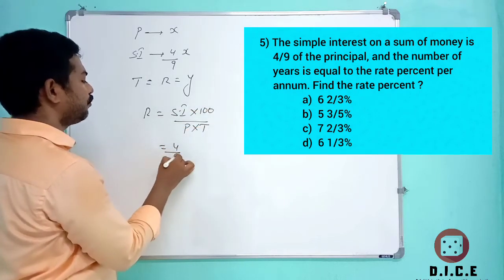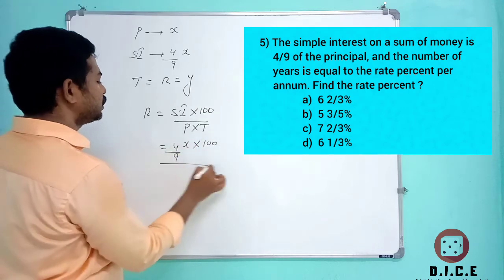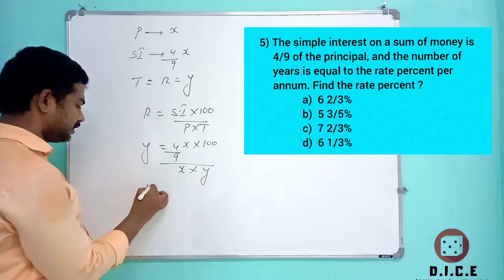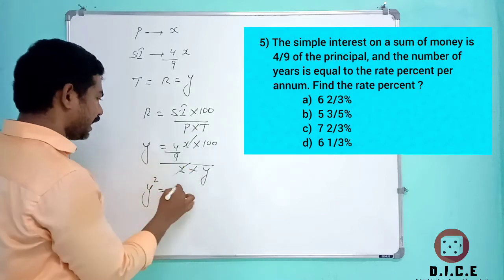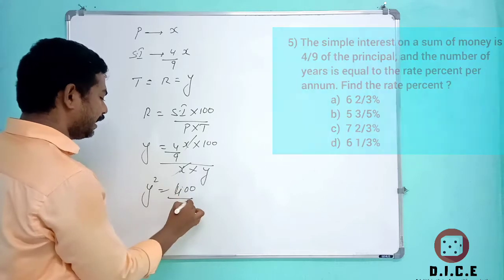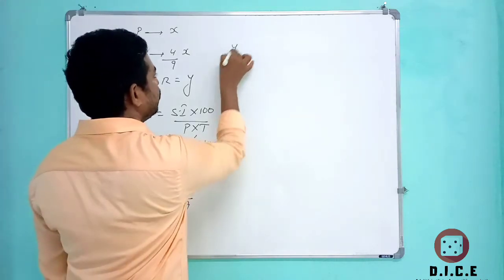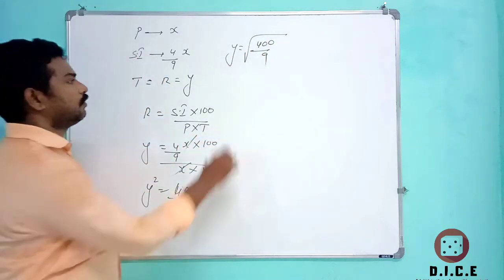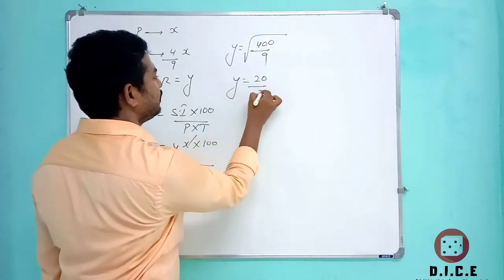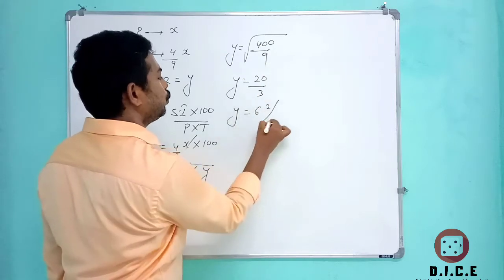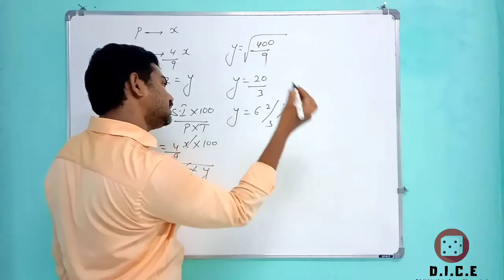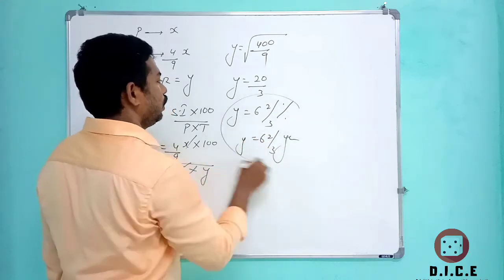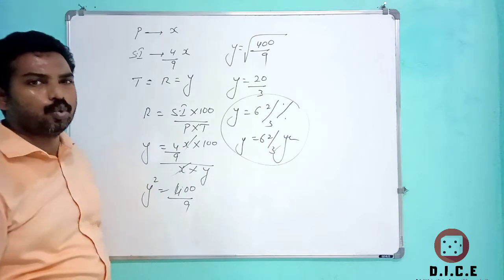That is 4/9 of x into 100 by, what is the principal value x into what is the time? A terminology y. Therefore y comes this side, it becomes y square, x gets cancelled, that is nothing but 400 by 9. We want only the y value, therefore y is equal to root over of 400 by 9. Therefore y is equal to 20 by 3. Of course it is percentage, of course it is the time also. Therefore we got the rate percentage nothing but 62 by 3%.